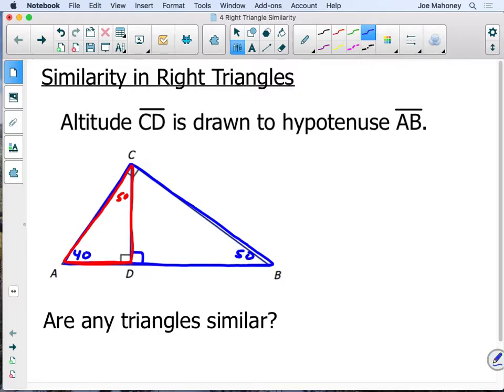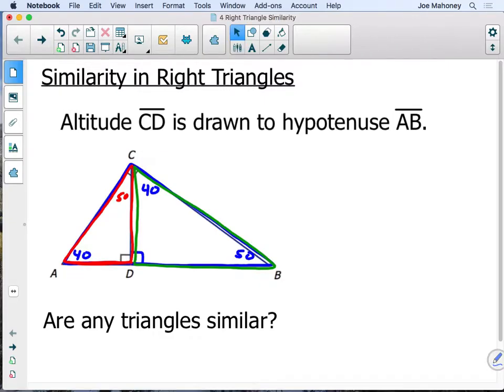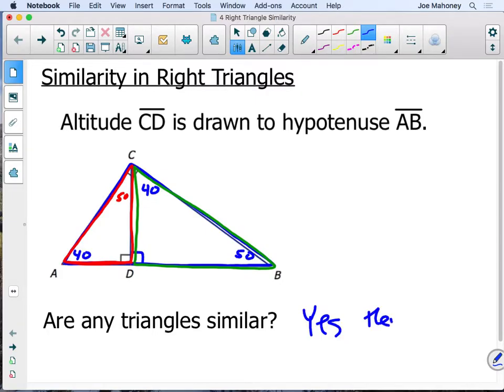And then if I think about this green triangle on the other side, then I know I have a 90 and a 50. That's got to be 40. And just as a check, 50 plus 40 make 90. So there's my right angle. So I've got three triangles whose angles are all the same. Are any of those triangles similar? Yes, they all are. And that's an awesome thing.